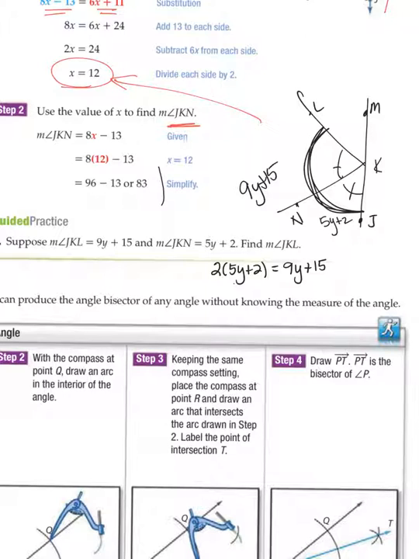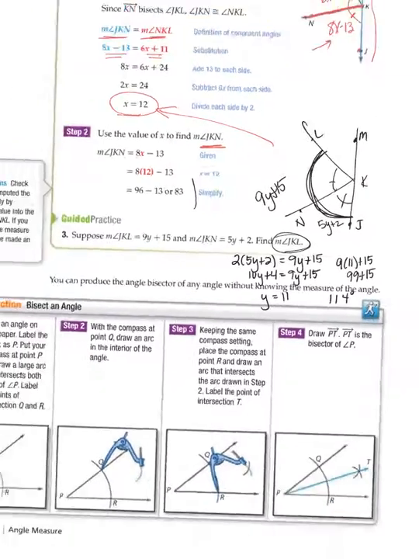I'm going to distribute my 2. This one's not too bad. Subtract the 9 from each side and the 4. So y is 11. They say find JKL. So I've got to plug 11 in for y. So 99 plus 15 is what, 114 degrees? So the angle that they were asking us for is 114. Okay? Again, I've got this bisecting an angle, this construction. We may look at that, we may not.